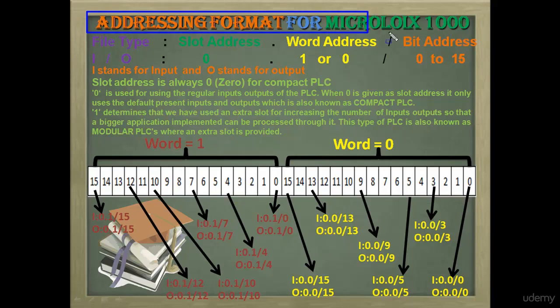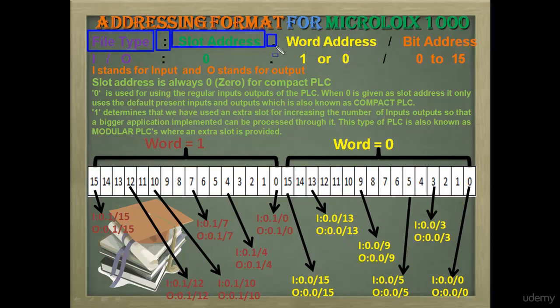Addressing format for the Micrologix 1000. Here we will learn how to give an address to an input and output in a PLC. The address of an input or an output is given according to many parameters which show the properties of that particular type. The format for addressing is file type colon slot address dot word address slash bit address.